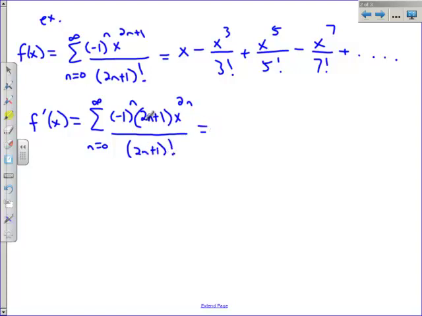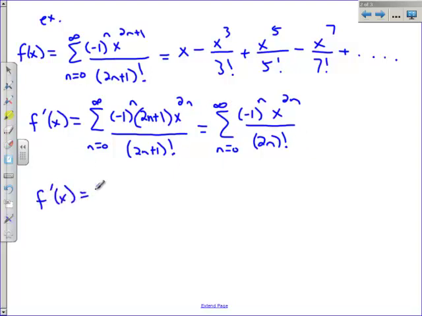And that's going to give me, if I clean this up, (2n+1)/(2n+1)! leaves me with (-1)^n x^(2n) over, that just simplifies to (2n)!. So that's one way to find what f prime is. Another way to find f prime of x is just to go through and differentiate these term by term.